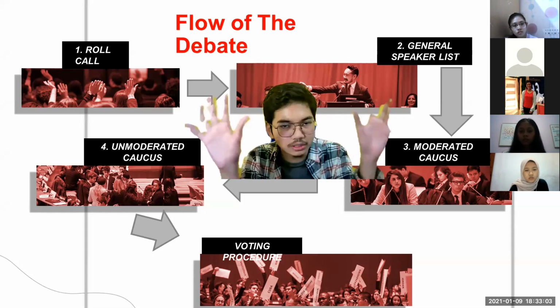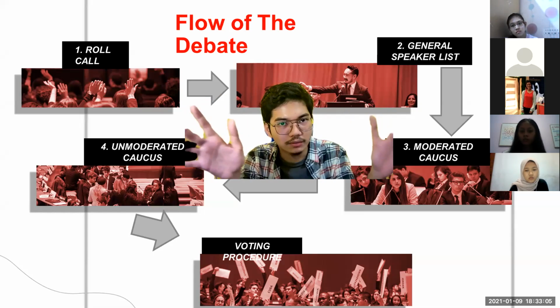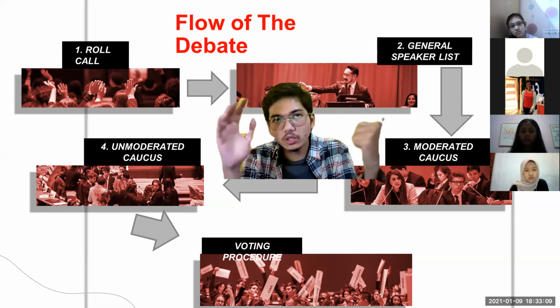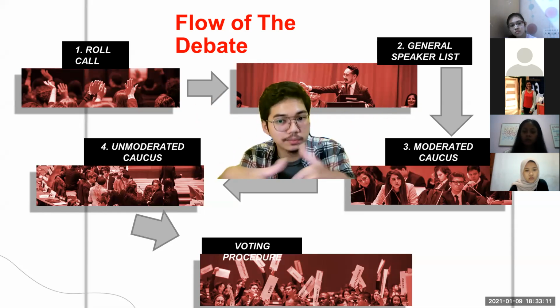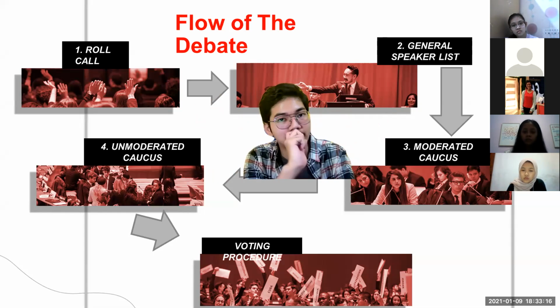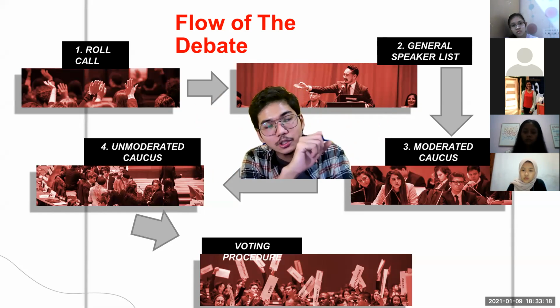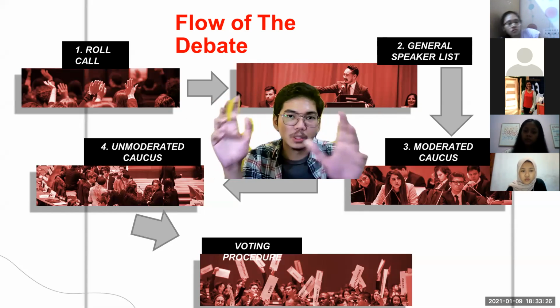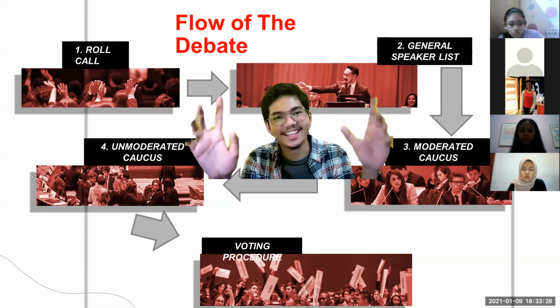For example, the general topic is too general. The topic is discrimination, but you don't know which discrimination to talk about. Then that is the function of the moderated caucus, or MC. We call it MC. You will be representing your country in the moderated caucus to talk about issues that are going to be super specific. But bear in mind the word moderated.